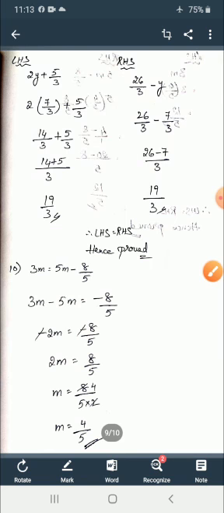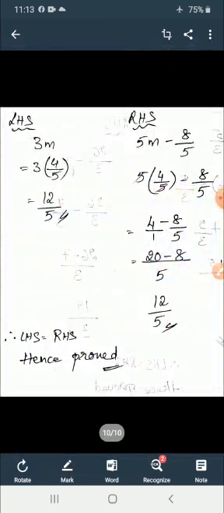And m is equal to 4 by 5, we got the answer, and I substituted in the LHS and RHS part, and I got the same answers, which shows us the answer which we got is correct, and hence proved we have written.